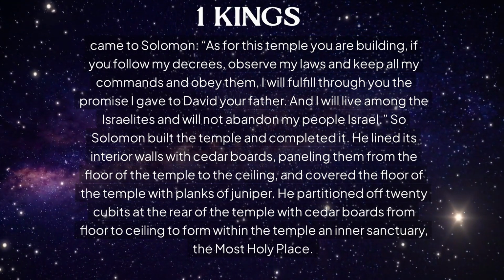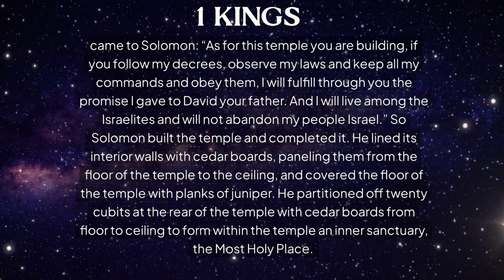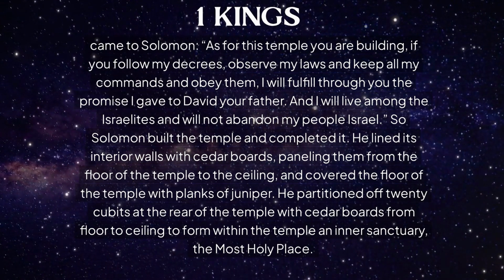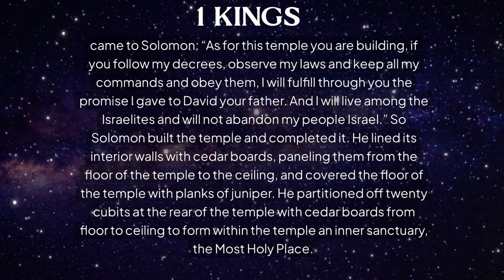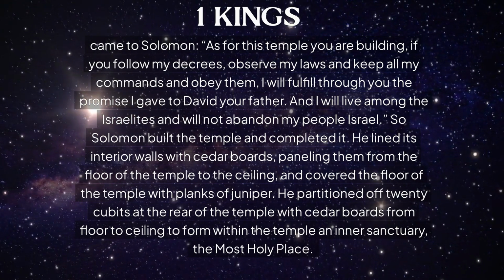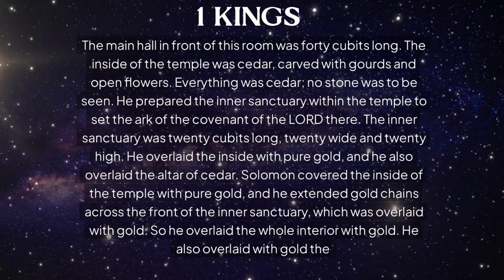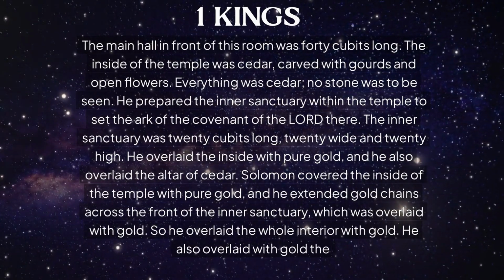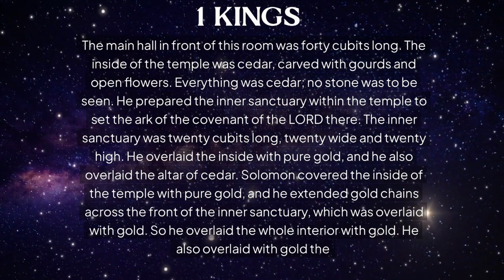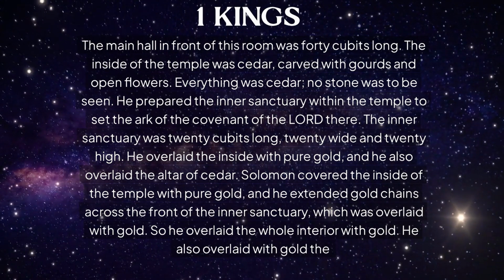He lined its interior walls with cedar boards, paneling them from the floor of the temple to the ceiling, and covered the floor of the temple with planks of juniper. He partitioned off 20 cubits at the rear of the temple with cedar boards from floor to ceiling to form within the temple an inner sanctuary, the most holy place. The main hall in front of this room was 40 cubits long. The inside of the temple was cedar, carved with gourds and open flowers. Everything was cedar, no stone was to be seen.